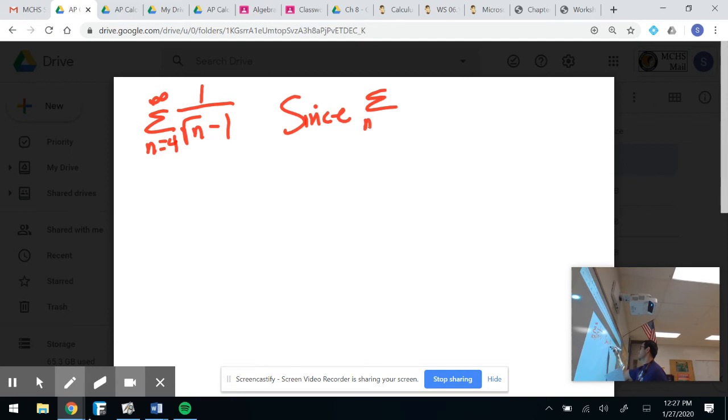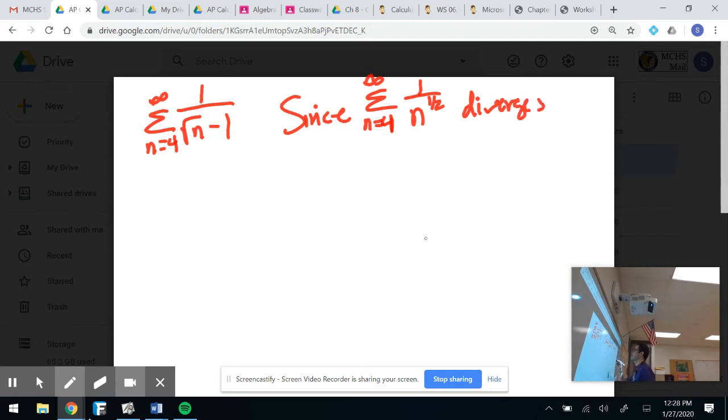I know the series from n equals 4 this time to infinity of 1 over n to the 1/2 is a p-series where p is 1/2. 1/2 is less than 1, and whenever p is less than 1 for a p-series test, we say that this guy diverges.